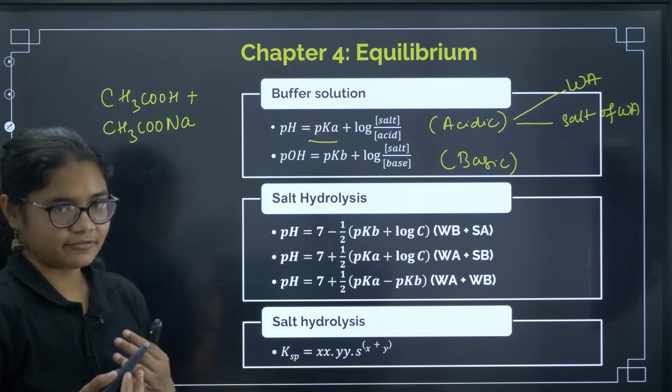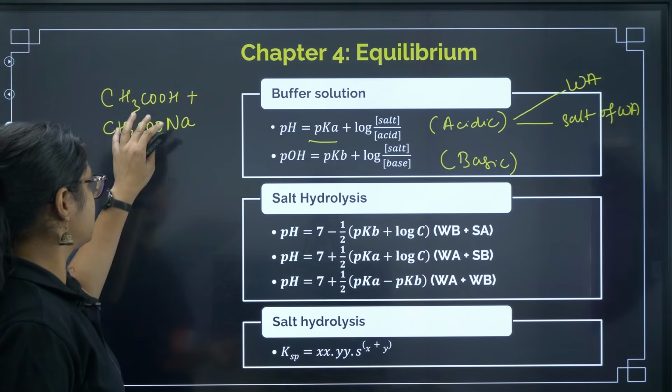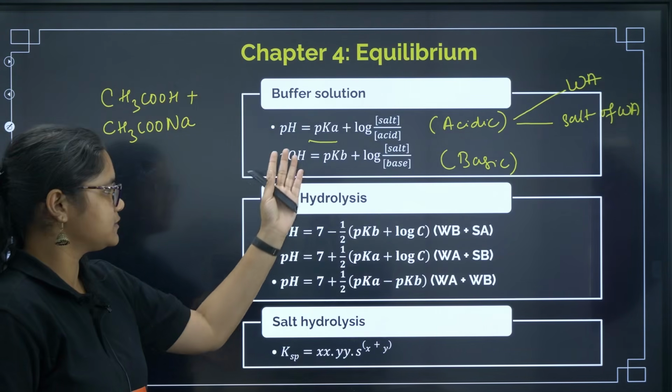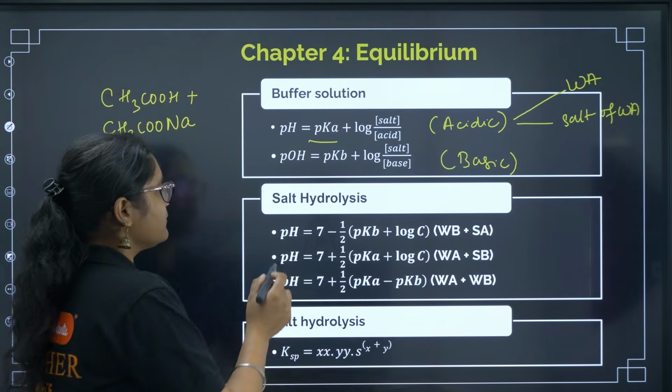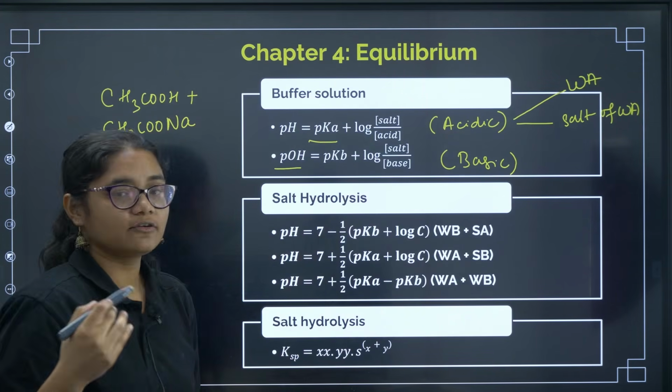Like this, an acidic buffer can be made. The concentration of salt will be given, the concentration of acid will be given, just put it in the formula and you can calculate the pH of the acidic buffer. Now coming to pOH, that is, the pH of a basic buffer.